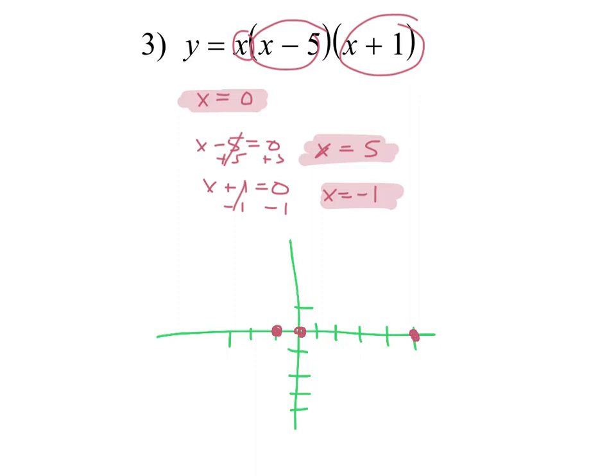Okay, so now we count our x's. So how many x's do we have here? We have 3 x's. Do any of those x's have a negative sign in front of it? No. So we start by going down and we're going to end going up since it's positive. And now we just need to put a line through all of our other points. So our graph will look like that.